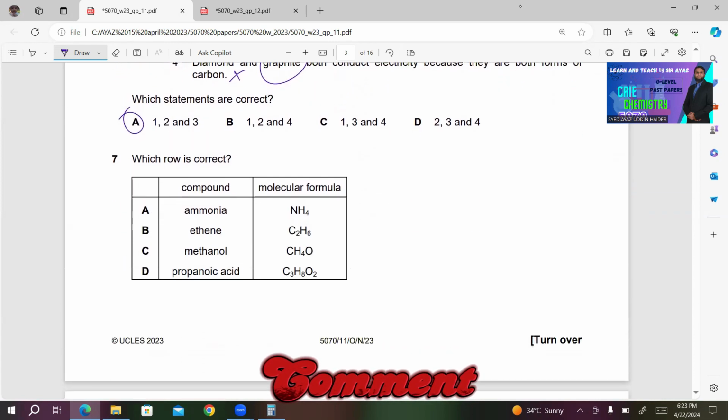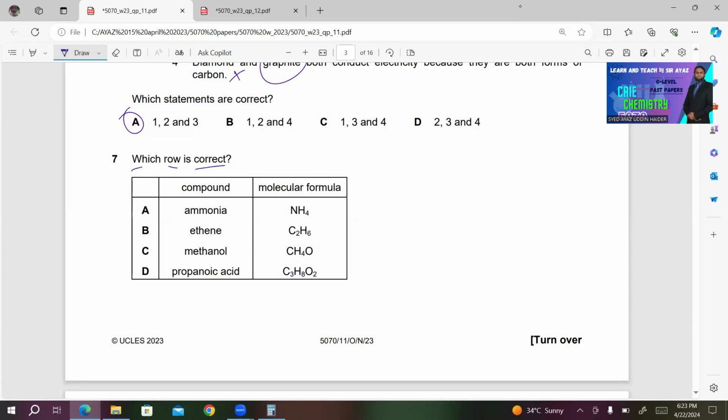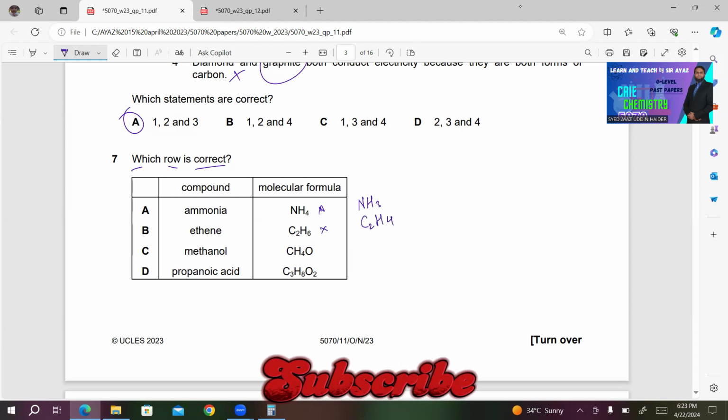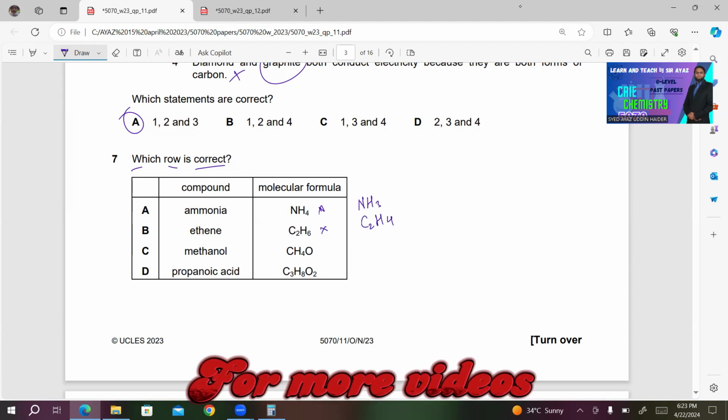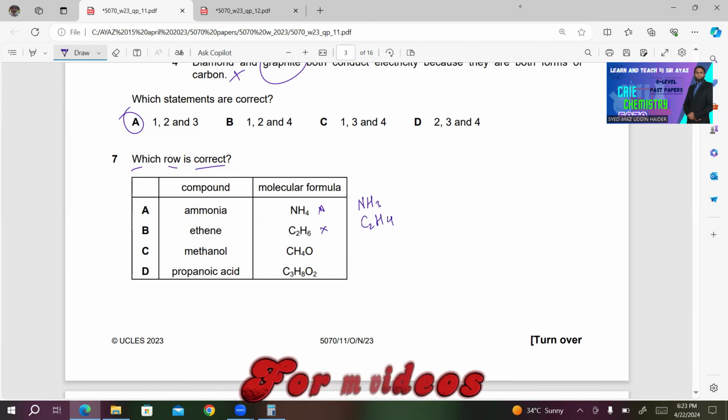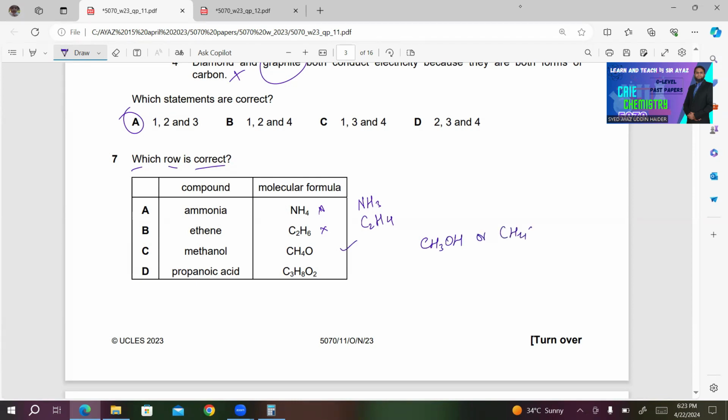Number 7. Which row is correct? A, ammonia compound, molecular formula NH4. This is incorrect because for ammonia, the formula is NH3. B, ethene, molecular formula C2H6. This is also incorrect. The formula must be C2H4. C, methanol, compound formula CH4O. This is correct because for methanol, the formula is CH3OH or CH4O. So this is the right one. So this must be the right answer.